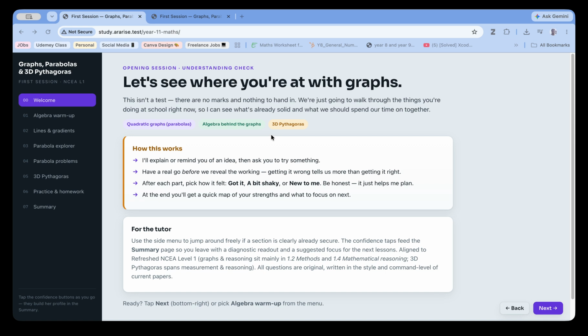Today we're tackling one of the most important parts of NCEA Level 1 maths: graphs, parabolas, and a clever bit of 3D Pythagoras to finish. And don't worry, this isn't a test. There's nothing to hand in and nothing to be nervous about. We're just going to walk through the ideas together one at a time.